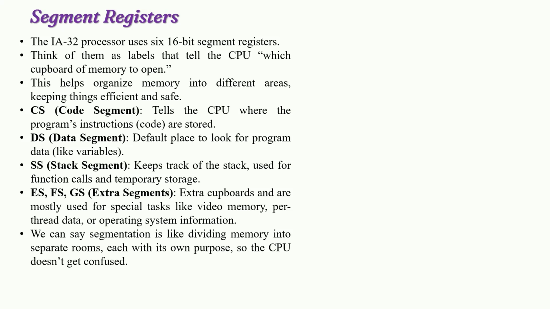DS, that is data segment, the room where all variables live. Stack segment, SS, keeps track of the stack, the place where temporary storage during function calls is given. Then ES, FS, GS are the extra doors, usually for special stuff like video memory or operating system data. So segmentation is basically dividing memory into rooms with different purposes, so the CPU never gets lost moving around.